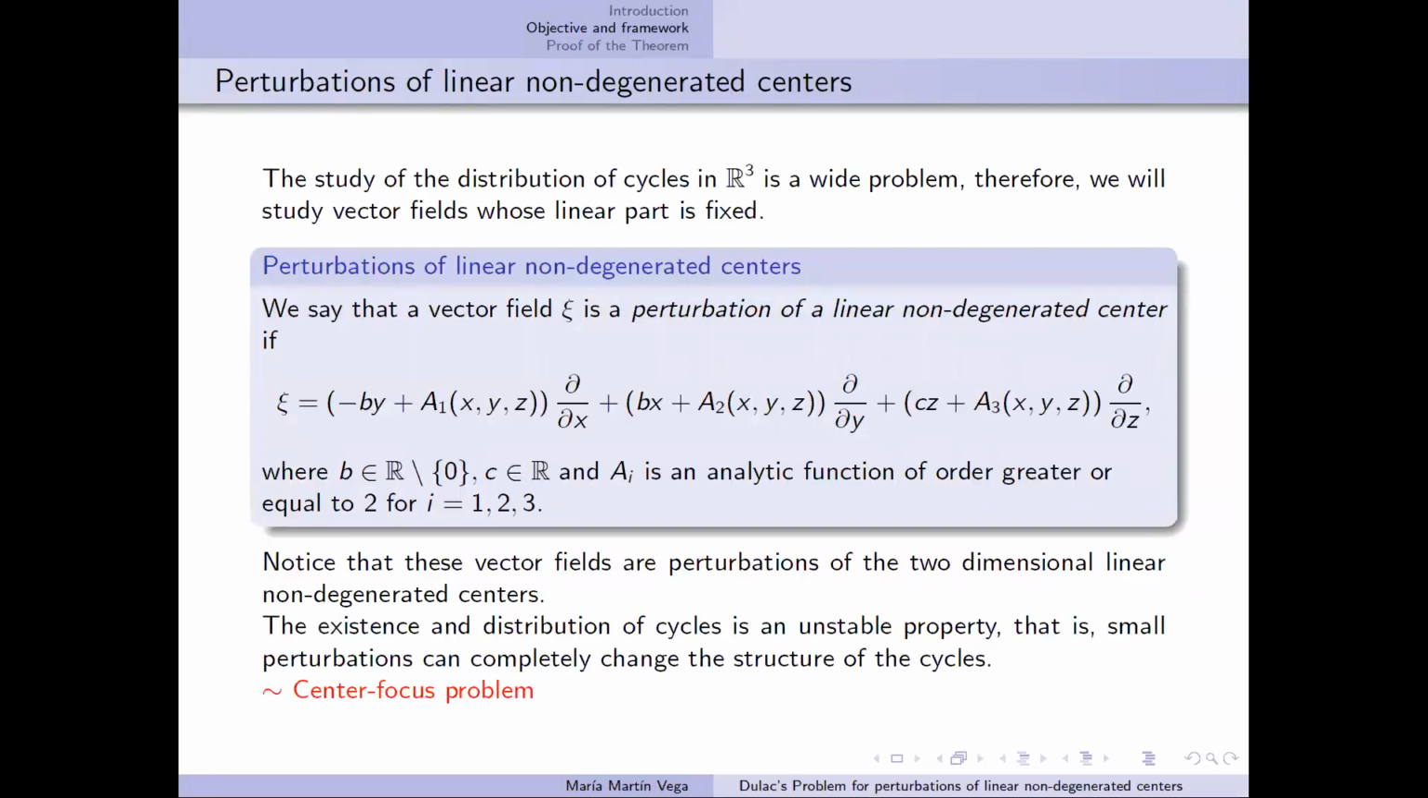Well, we define these perturbations. What is important here is that these are defined in some coordinates, and we can write them in this way. What is important is that the linear part is never null, because we don't let it be 0. And these functions are just analytic functions of order greater than or equal to 2. And C can be 0. We can notice that these vector fields are perturbations of order greater than 2 of the ones I presented before. Here in R3, we don't have a topological classification of the orbits, so we have a difficult center-focus problem.